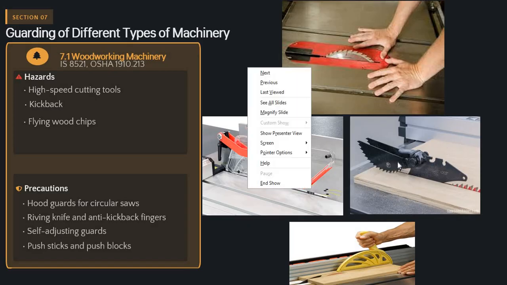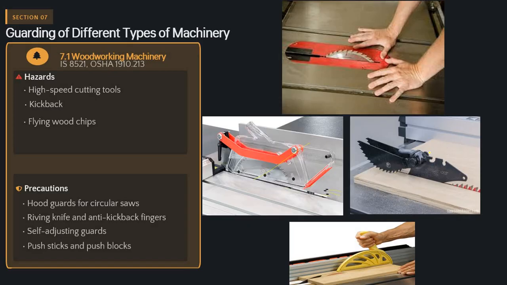And this is a riving knife. And this is an anti-kickback device, where the teeth hold the job, so it avoids kickback. And these are the push sticks and push block. So like that, you people have to write the machine guarding requirements for each and every equipment.